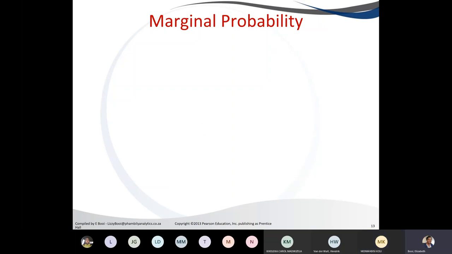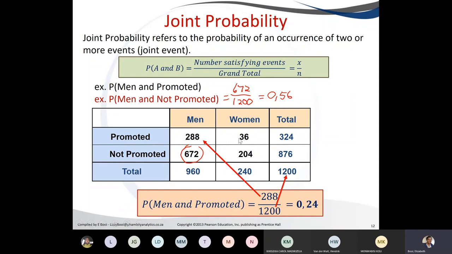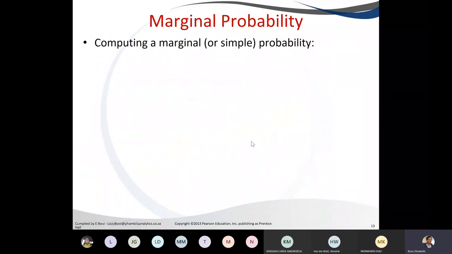In probability, there are also what we call the marginal events. Since we're using the contingency table, we also need to understand that marginal probabilities are just the same as your simple probabilities. But because we are using the joint probabilities or the joint events, let's go back to the table. Marginal probabilities, we're going to be calculating them by using the totals, because it's the same. When I look at a contingency table, I can see that 324 is made up of 288 and 36, which is made up of a joint event of men promoted and a joint event of women promoted, makes up that simple event, which we can also call the marginal probabilities if we are using the joint event.